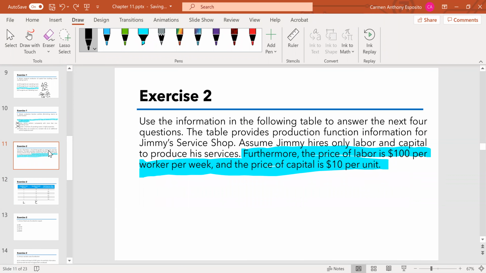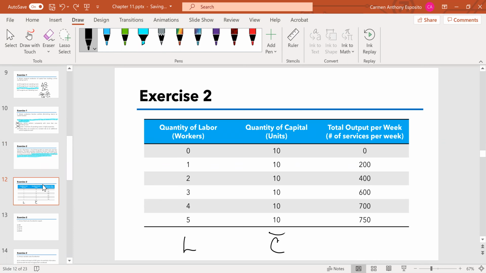before we go and answer some questions, let's apply this $100 per worker per week. So 0 times 100 is 0. 1 times 100 is 100. 2, 3, 4, and 5. So this here, what I just created, is how much you're paying per week for your labor.